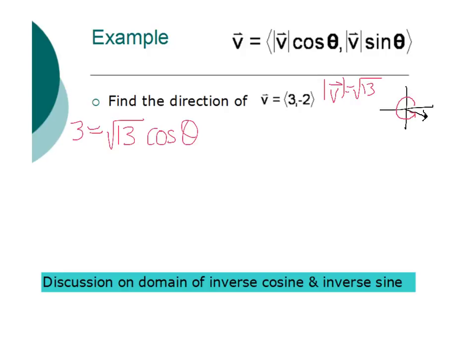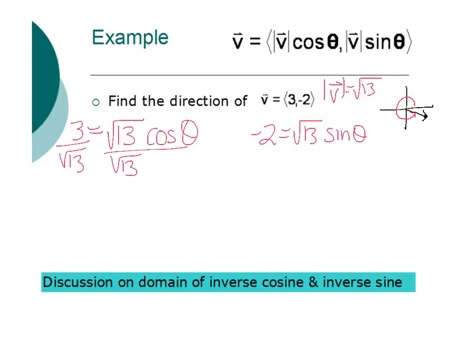Likewise, I could do the vertical component. I could say negative 2 should be equal to the square root of 13 times the sine of theta, and I could solve for theta. Now, I don't really want to have to do both of them. Theta is theta. It doesn't matter. I should get the same answer both times. I'm really only going to choose one of these to do. Now, for this very first time, though, I want to show you what happens.